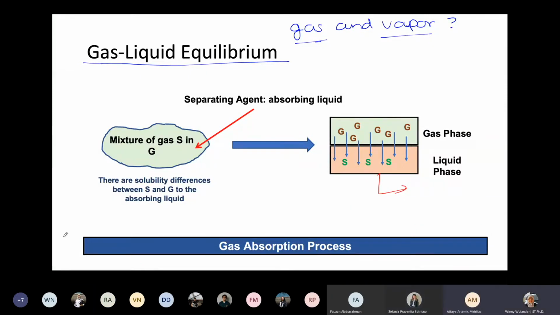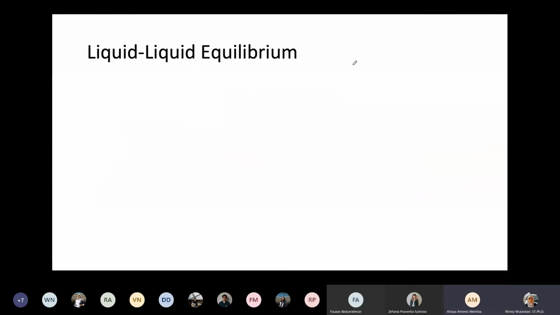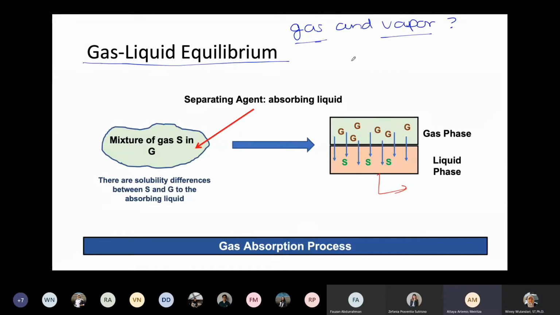No idea. Okay, go back to the slide. Who wants to try to answer? Ma'am, I think in room condition, gas phase is gas, while vapor is either liquid or solid in room temperature. Yes, slightly correct.